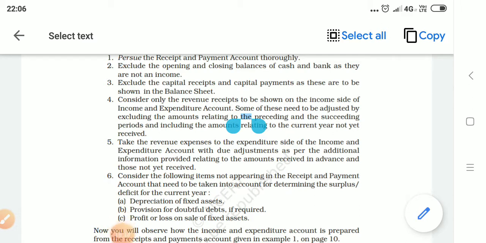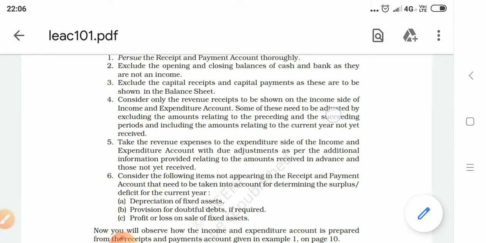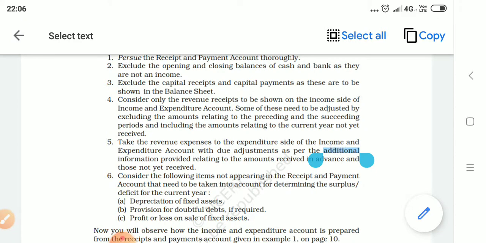Next, point number 5. Take the revenue expenses to the expenditure side of the income and expenditure account with due adjustments, like all the adjustments from the additional information provided and relating to the amount received in advance, the advance and those not yet received. Whatever explained in point number 4, take all the revenue expenses to the expenditure side. Similarly, take all the revenue receipts to the income side. This is the cross method or X method which I explained just now in my previous slide.